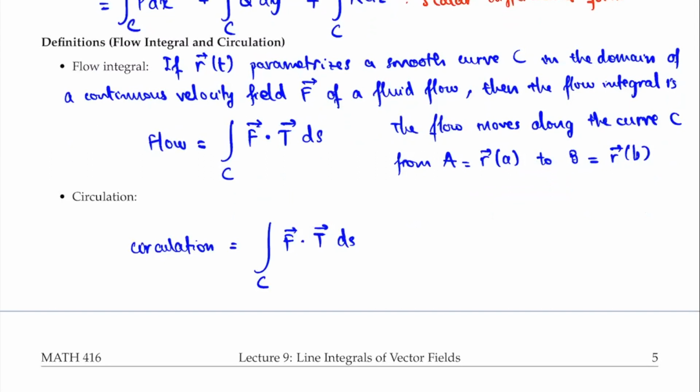Right. So this notation is this, to indicate that we take the line integral along the closed path. So when you calculate the circulations, this indicates that the starting point and the ending point are going to be the same, where capital A is equal to capital B, that is, r of a equals r of b.